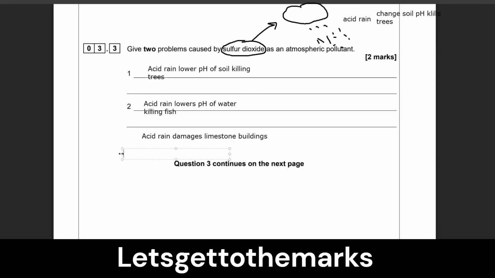If I want to talk about something else, I might be able to say respiratory issues. Okay, so if on the mark scheme they're like, nah, too much talking about acid rain, mate, then I will bust out respiratory issues, breathing problems. Okay, let's give myself 2 marks for that and a pat on the back. Well done.